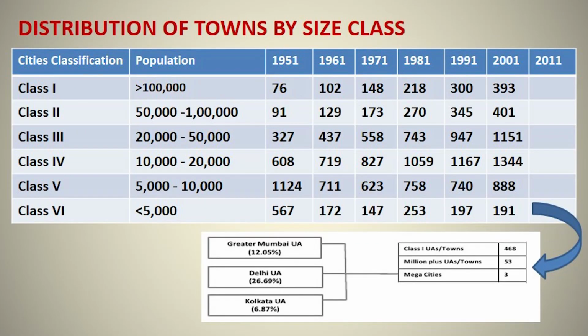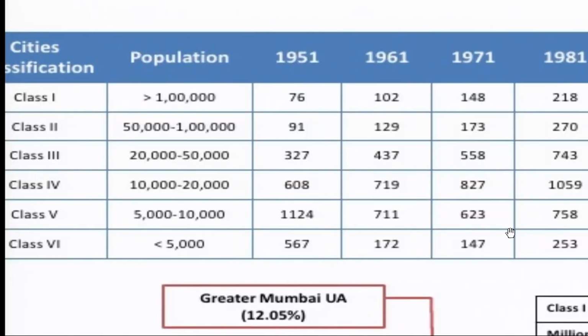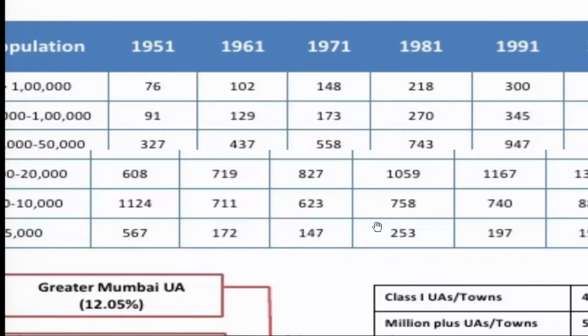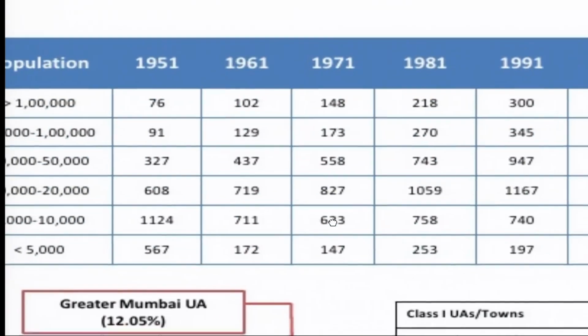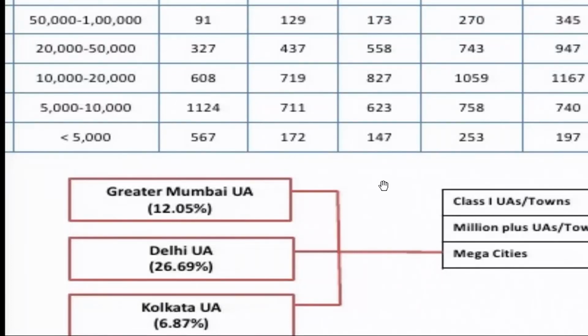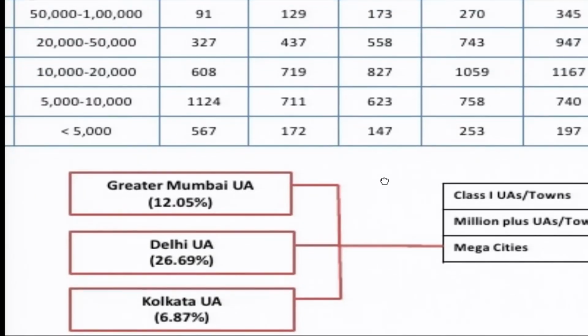Then the distribution of towns by the size class, you will find that you have the cities which are classified as class 1, class 2, class 3, class 4, class 5 and class 6 based on the population, right from greater than 1 lakh to less than 5,000. As you see the graph, according to the years from 1951, 1961, 71, 81, this is the case of Greater Mumbai where we are showing how the population has increased a lot. In Greater Mumbai, you will find that it was 12.05%.